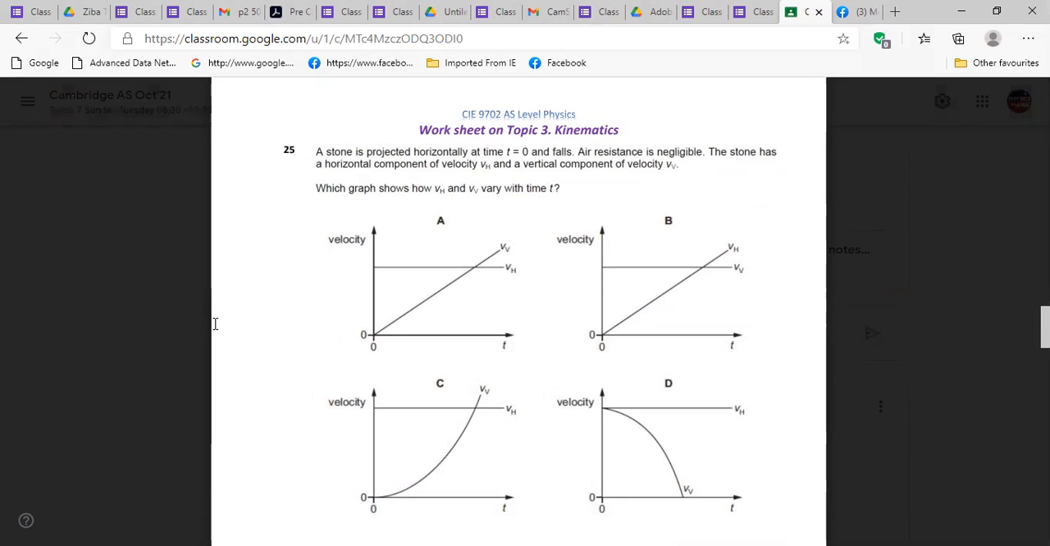A stone is projected horizontally at time t equals 0 and falls. Air resistance is negligible. The stone has a horizontal component of velocity vh and a vertical component of velocity vv. Which graph shows how vh and vv vary with time t?